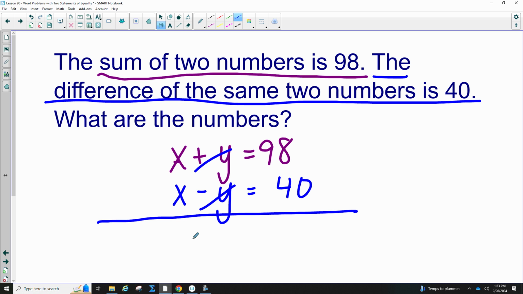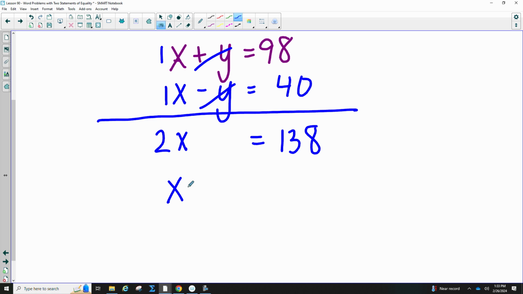And let me tell you, this is where everyone messes up. They do this. What happened right here? Yeah. What is 1x plus 1x, everyone? All right, that is like the most common error. Always add x plus x and make it 2x, okay? Then I'm going to add 98 and 40, which gives me 138. Then I'm going to divide by 2. What is that, you guys? 69? I think so. Okay, so we get 69.